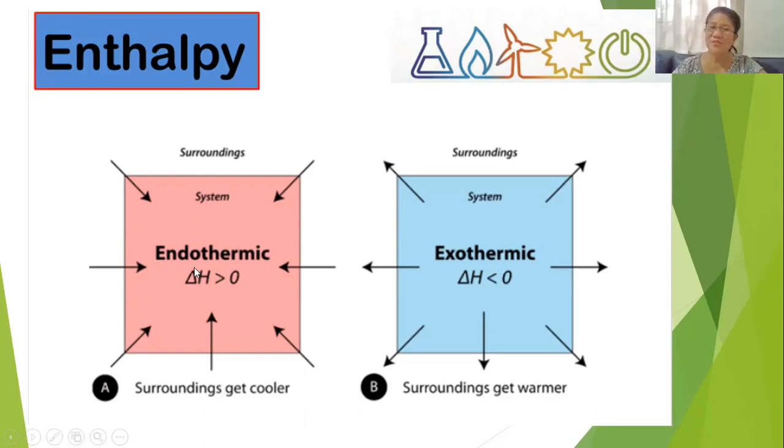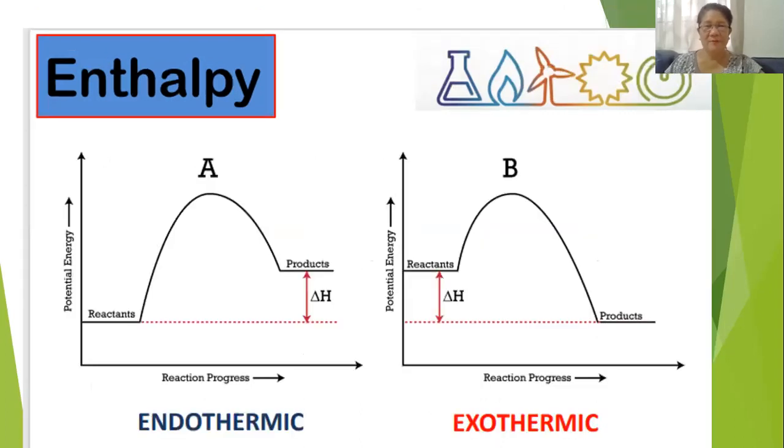Pointed to your system. So that is endothermic. Therefore, your delta H is greater than zero. For your exothermic reaction, all your arrows pointed out of the system, meaning it is in the surrounding. So in endothermic, your surroundings get cooler. Now, here, your surrounding gets warmer. The heating system of our aircon is an endothermic reaction. Okay, so that is what is meant by enthalpy.